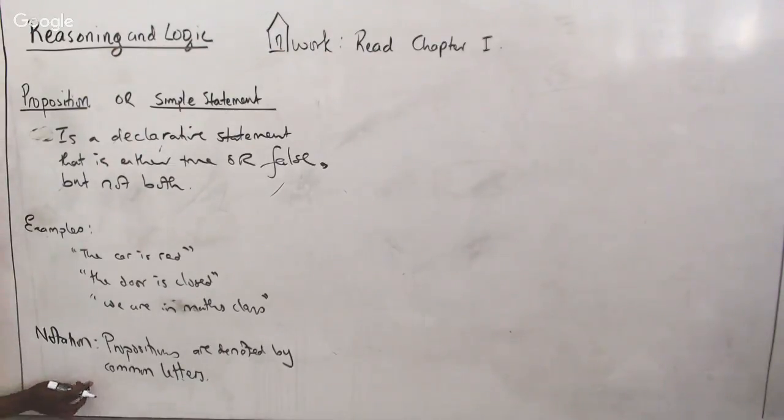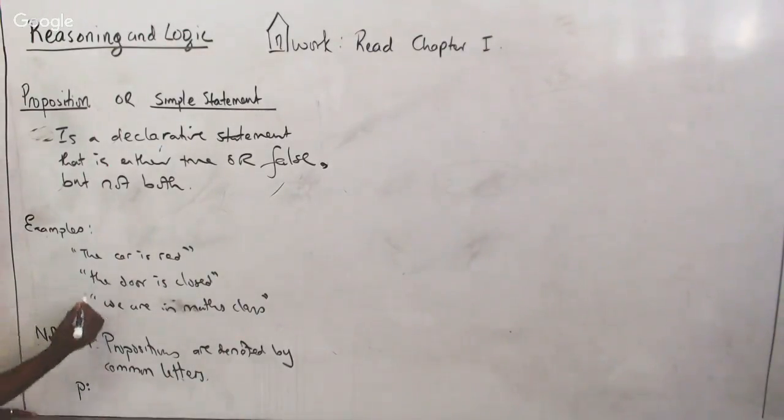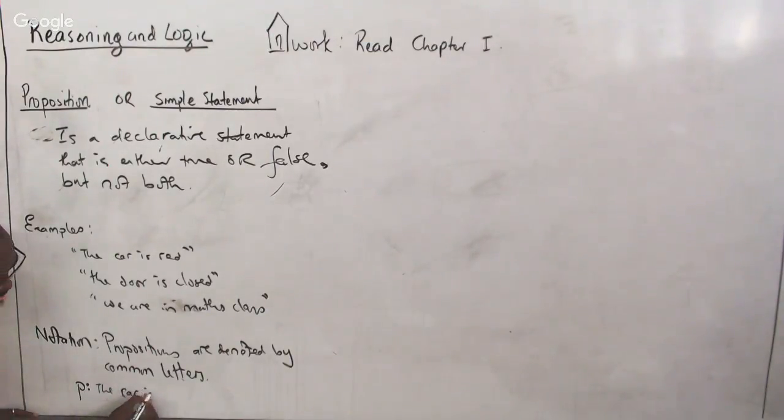And this is how we typically do it. They just use a colon, which means such that. But it's really just how we define it, how you will always see it. So P, I could say the car is red. Or Q, the door is closed. And anywhere I say P or Q, I know what it means going forward, for example, right?